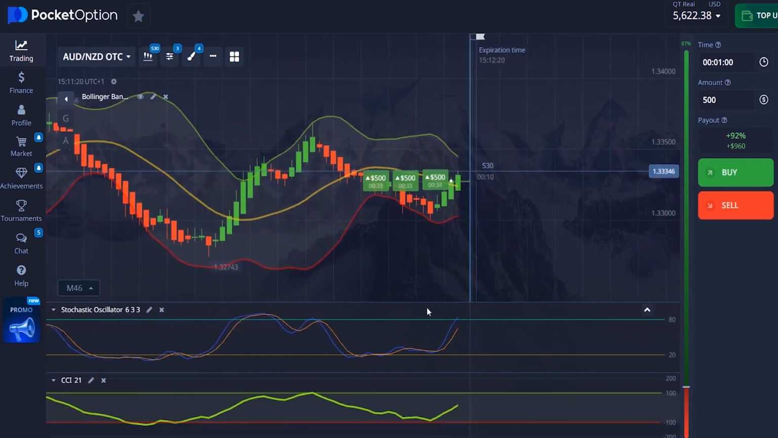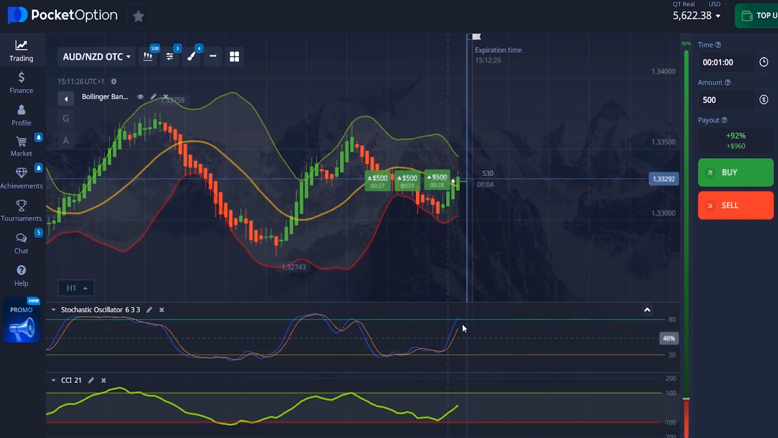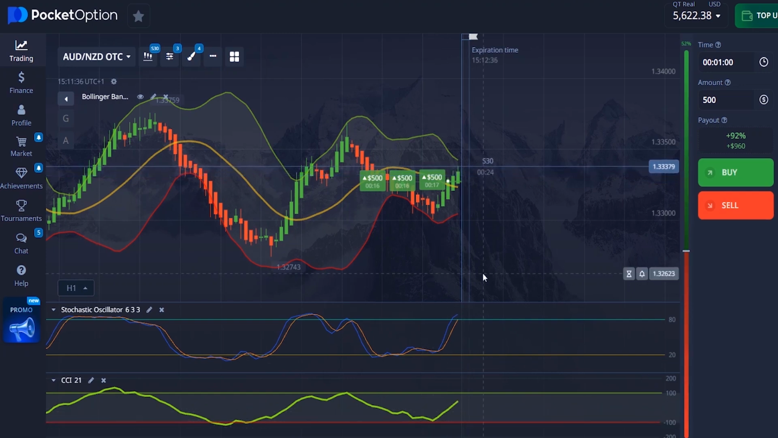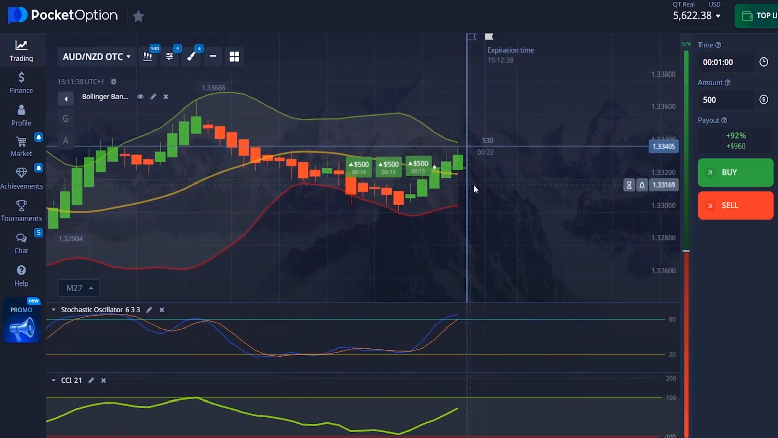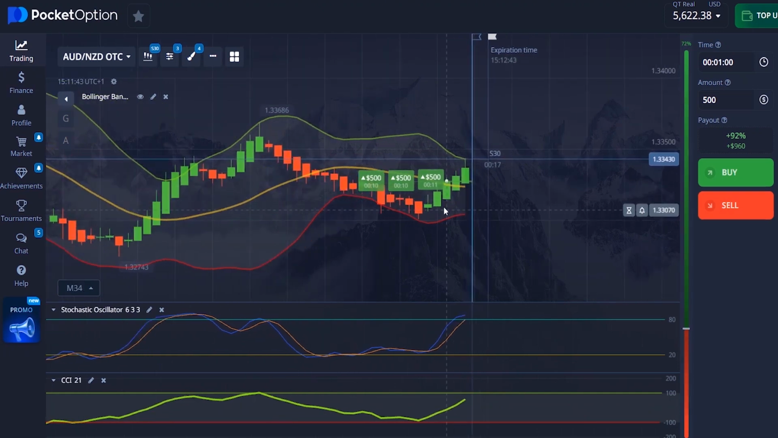Not only that, right here my stochastic oscillator is moving from the oversold condition. It is heading towards an upside direction. The same thing with my CCI indicator. It's moving from the oversold condition. It is going towards an upside direction. So these are confirmations I used to put into consideration alongside the consistency of my candlesticks.